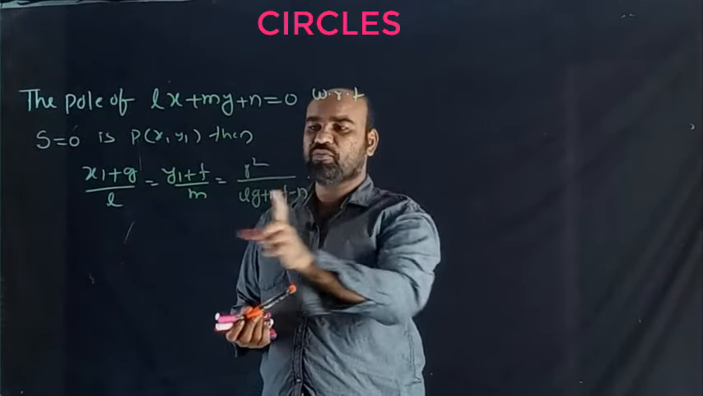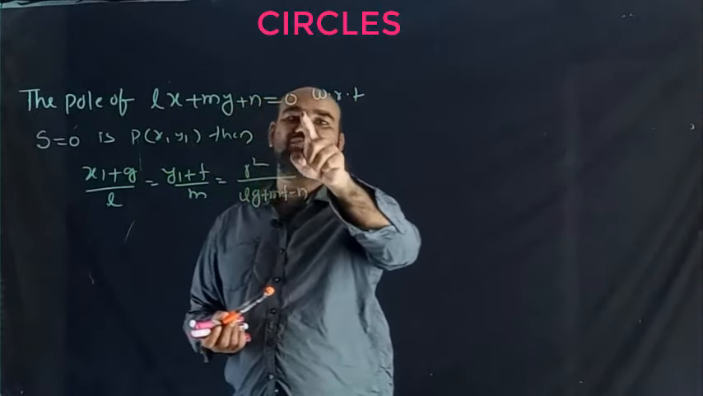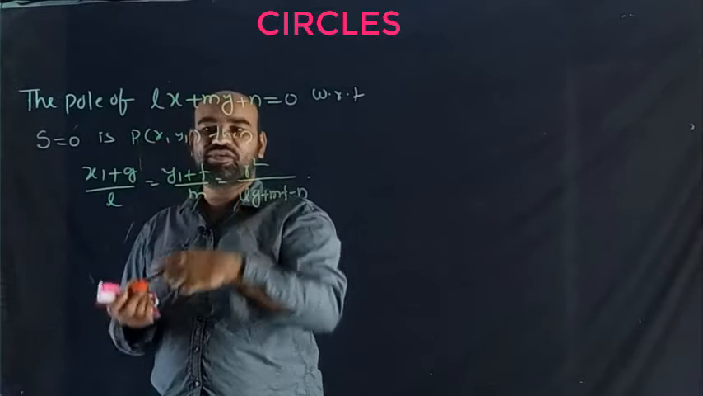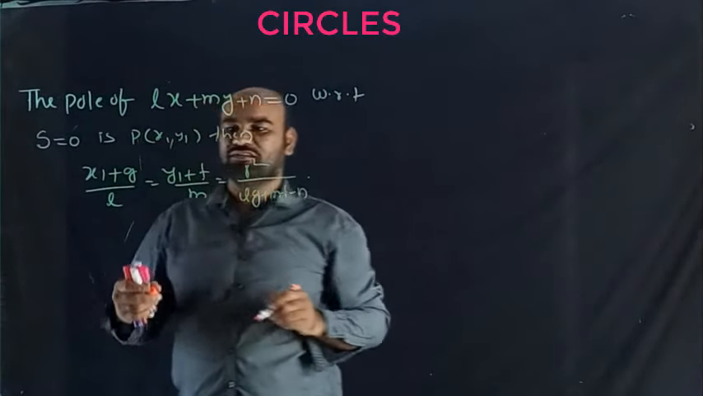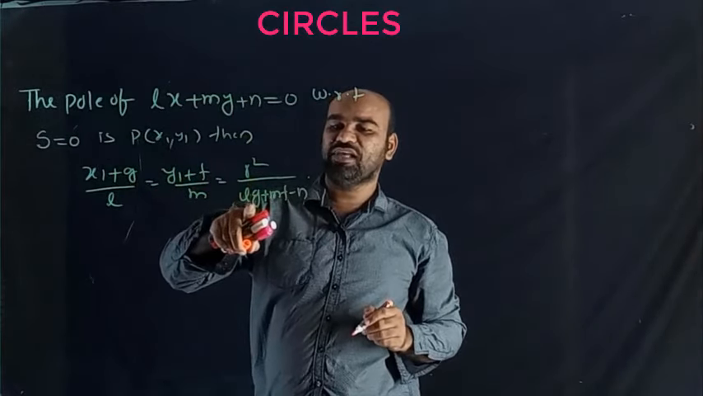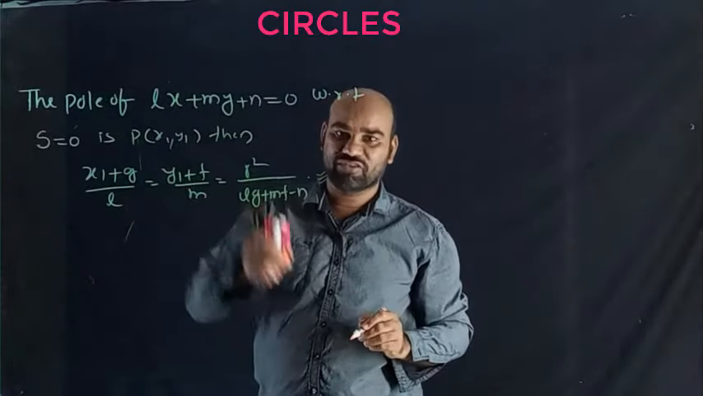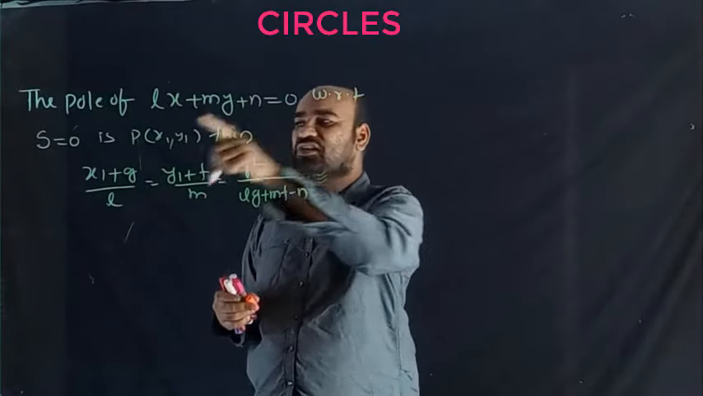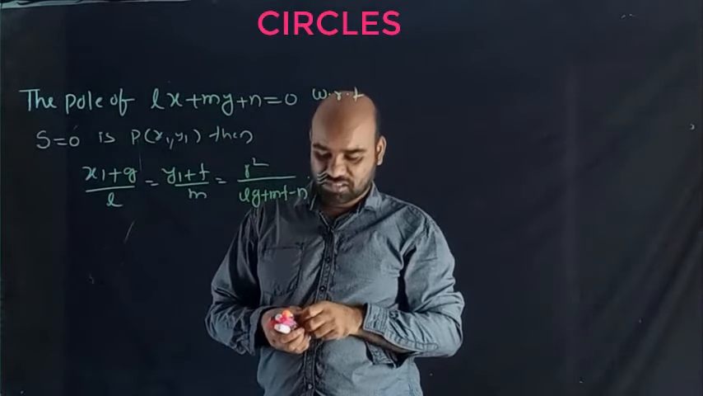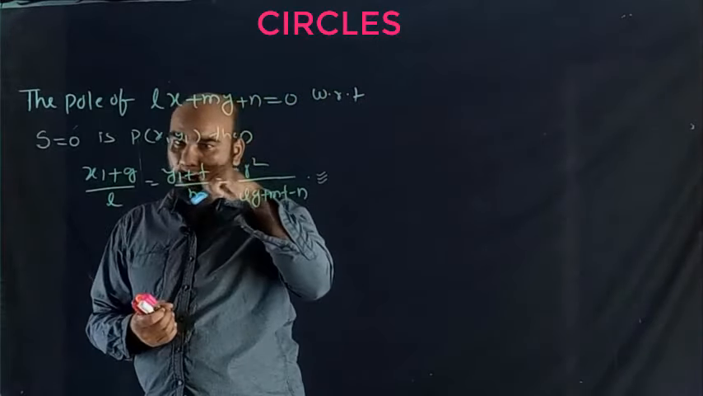So you should remember this result. The pole of Lx plus My plus N equal to 0 with respect to S equal to 0 is P(x1, y1). Then (x1 plus g) by L equal to (y1 plus f) by M equal to r square by (Lg plus Mf minus N). By using the result you can find x1 and y1. That becomes the pole of this line with respect to the circle S equal to 0. Here S stands for the general circle, not the basic circle. Now I want to prove this.